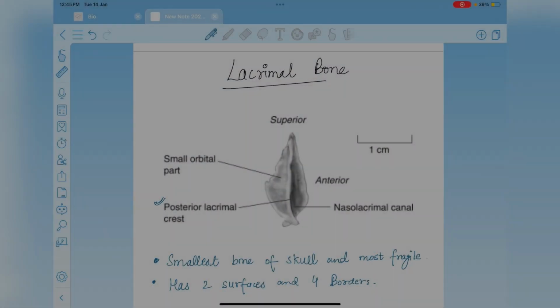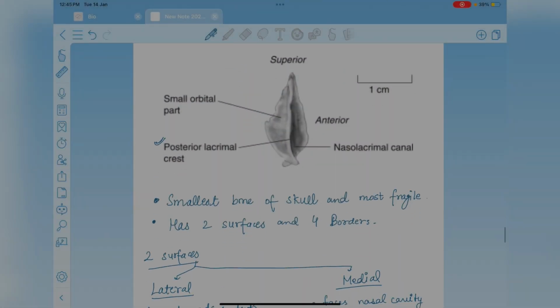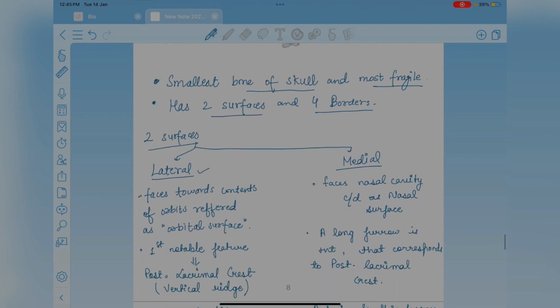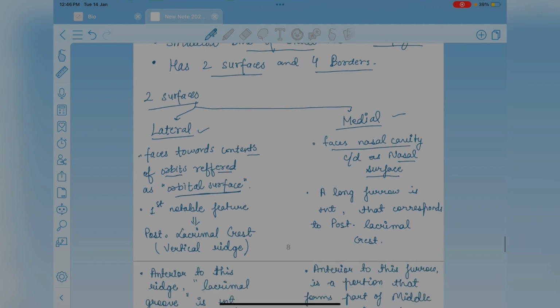So let's move forward to the lacrimal bone. It is the smallest bone of the skull and the most fragile. It has 2 surfaces and 4 borders. The 2 surfaces are lateral and medial. The lateral surface faces towards the contents of the orbit, referred to as the orbital surface, and the medial surface faces the nasal cavity. That's why it is called the nasal surface.